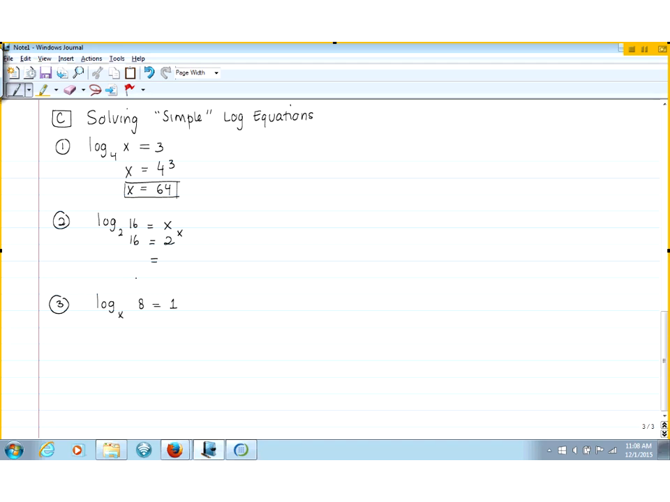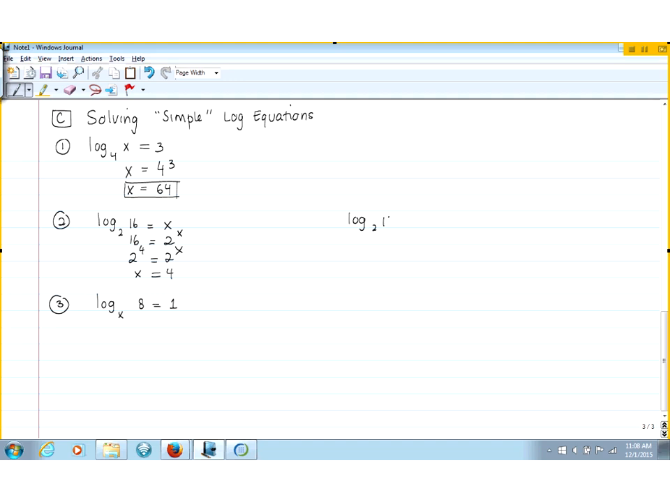Okay, so anyway, can we write 16 with base 2? Yeah, it is 2 to the what? 2 to the 4? Okay. 2 to the 4 is equal to 2 to the x. So what happens to x and 4 here? Yeah, x is equal to 4.